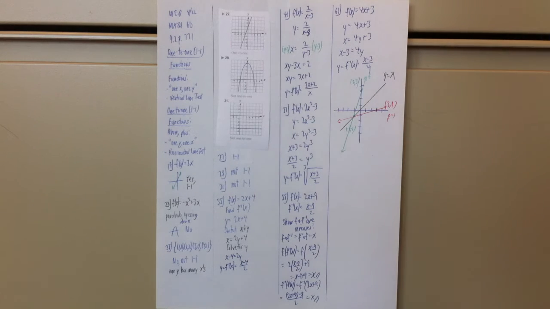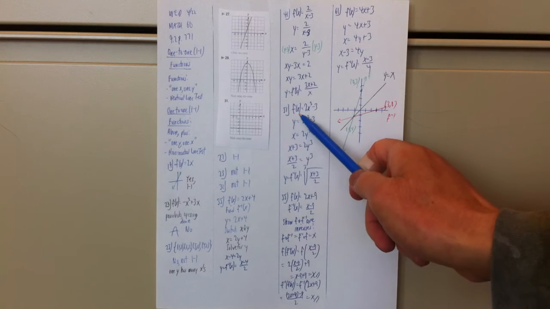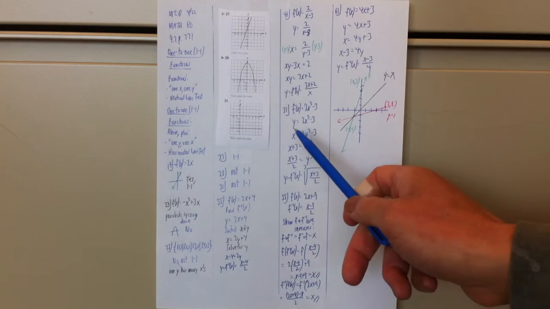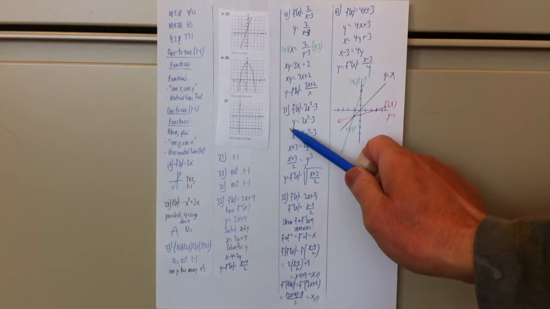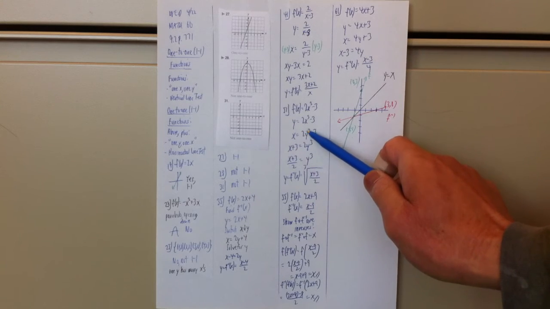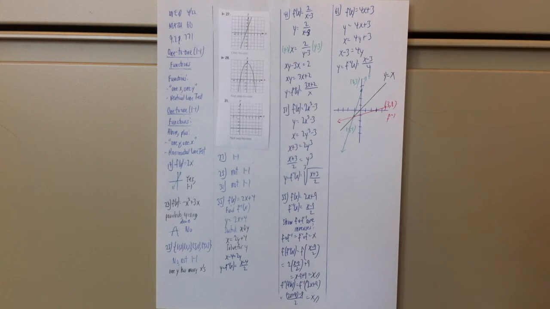Okay, then for 51, find the inverse function. F of x equals 2x cubed minus 3. Same process, call this y. Y equals 2x cubed minus 3. And then switch around x and y. So wherever I see y, call it x. Whenever I see x, call it y. And now resolve for y.